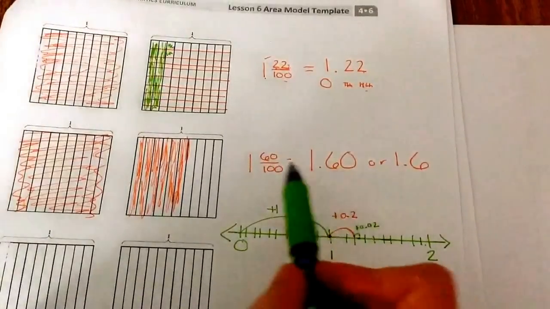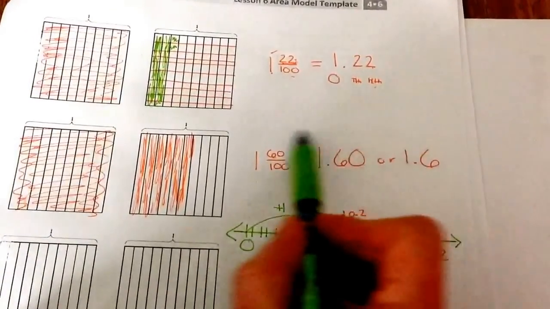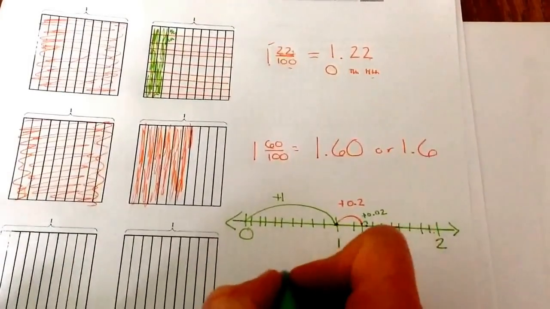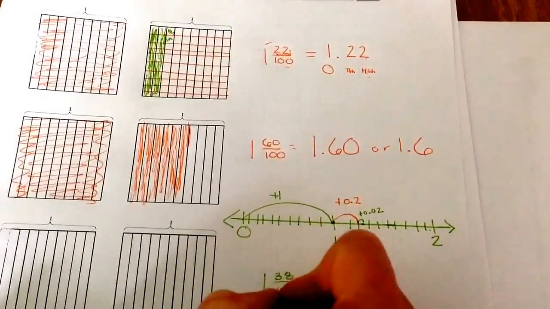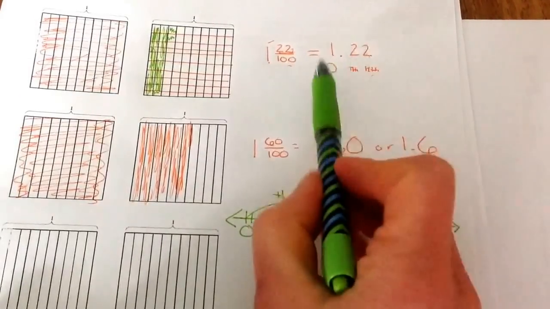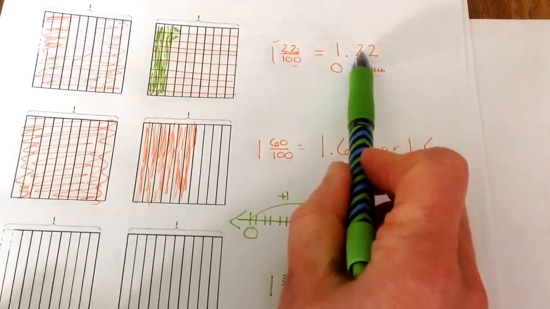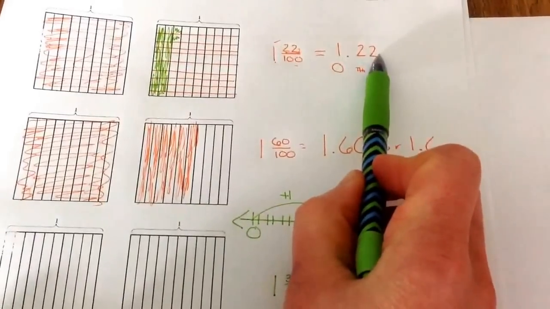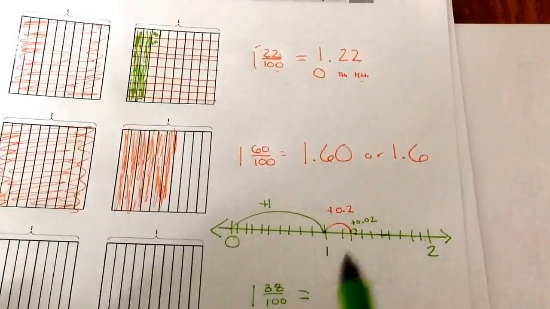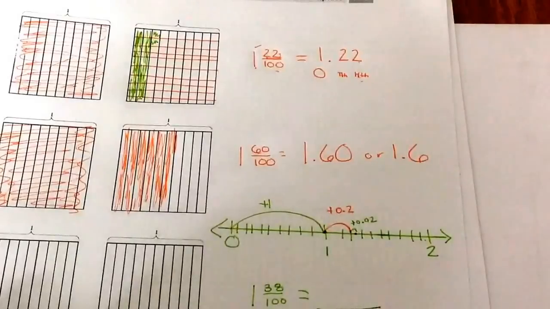Let's go ahead and do one more. I would like you to draw a number line. We're not going to do that one. I want you to draw a number line for 1 and 38/100. And then I want you to turn it into a decimal. Remembering ones place, tenths, hundredths. That should help you. Go ahead and pause while you do that number line to create this and show me the decimal form. Pause.